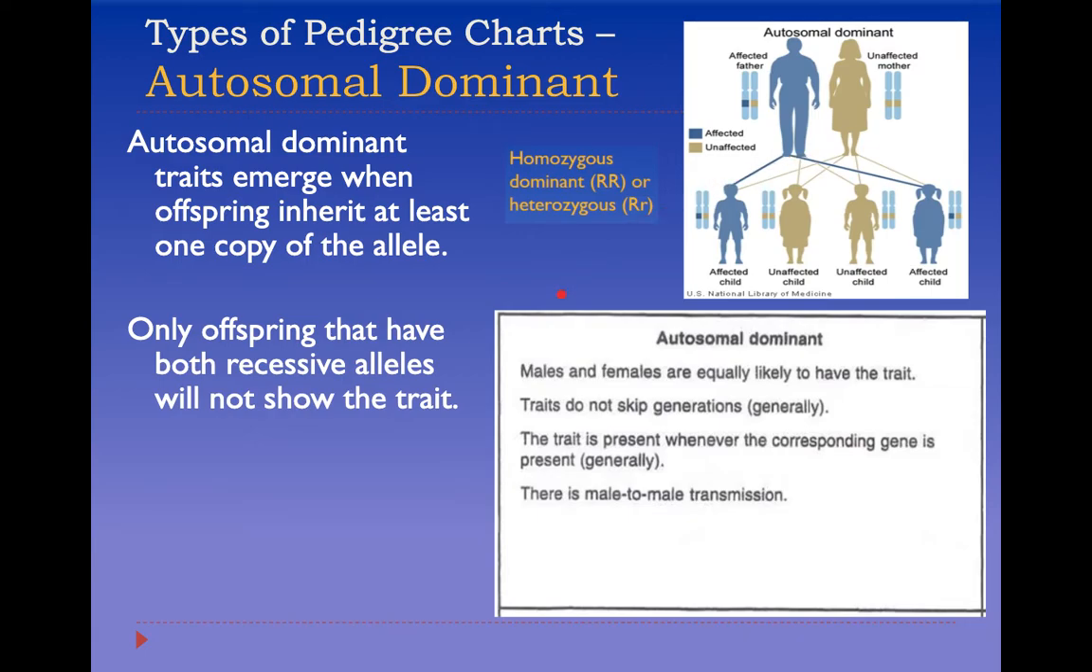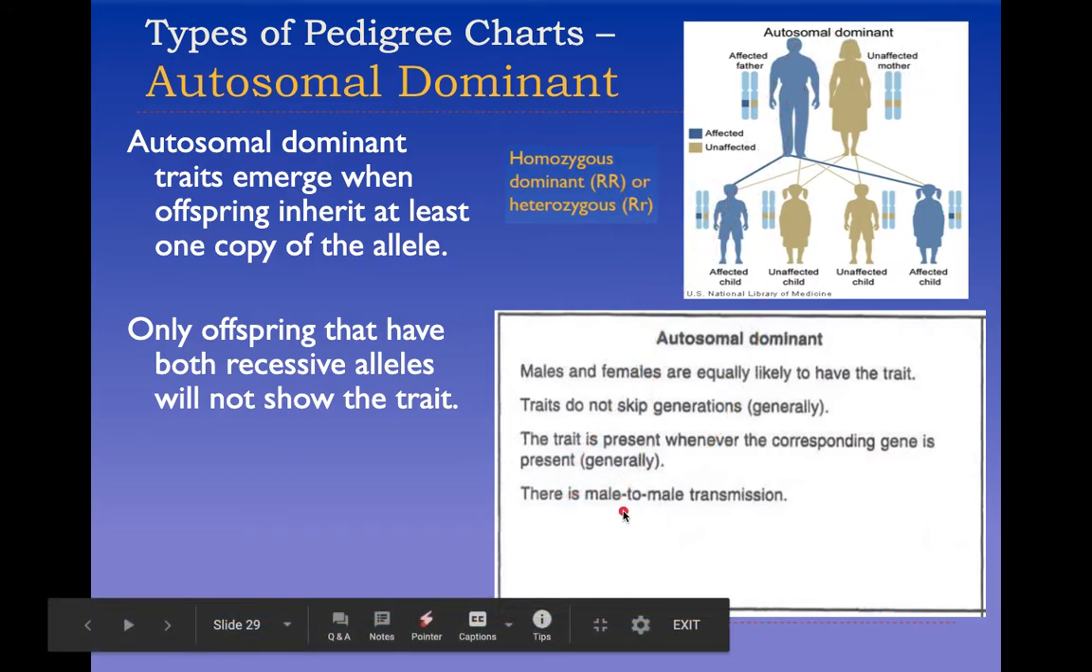When we're looking at pedigrees and we're going to analyze them in class, I'm just going to get you set up for the types of pedigrees here and then analyze them in class. What we'll find is that for autosomal dominant, males and females are equally likely to have the trait, because it's an autosomal trait. All autosomal traits have this. Traits do not skip generations because it's dominant. The trait is present whenever the corresponding gene is present, heterozygous or homozygous. And there's male-to-male transmission. Why is this important? Because in some sex linkage, there's no male-to-male transmission.